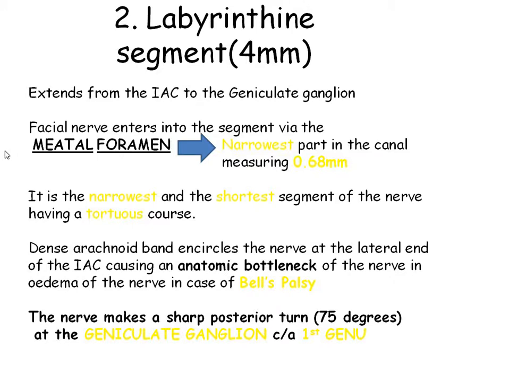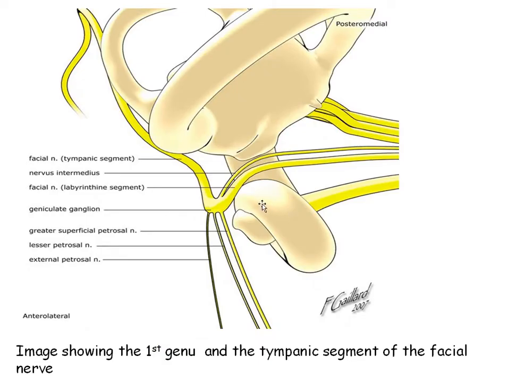The nerve makes a sharp posterior turn, 75 degrees, at the geniculate ganglion, also known as the first genu. Here we can see this is the turn of 75 degrees. This is the geniculate ganglion and this is the horizontal portion, the tympanic segment of the facial nerve.